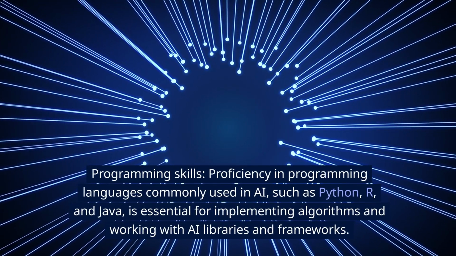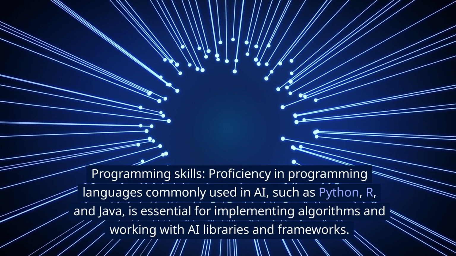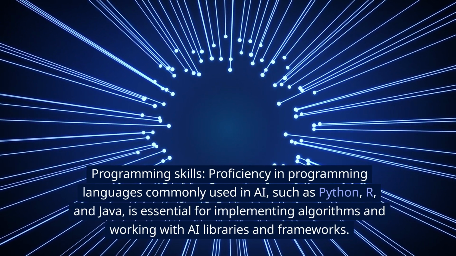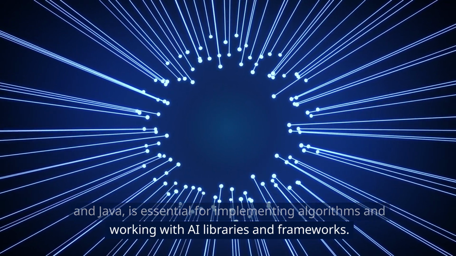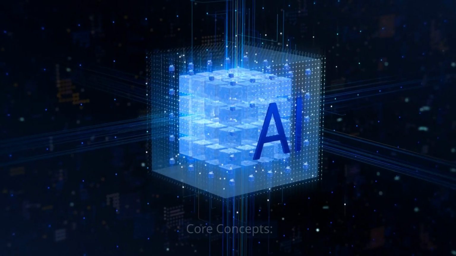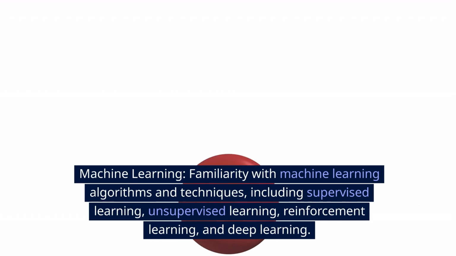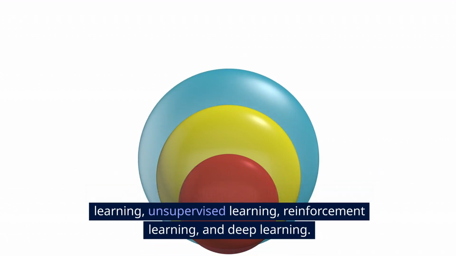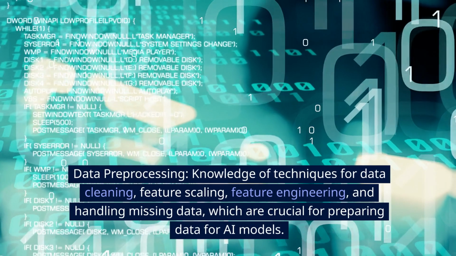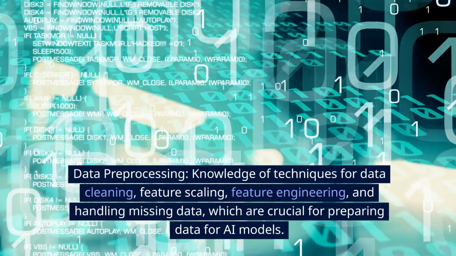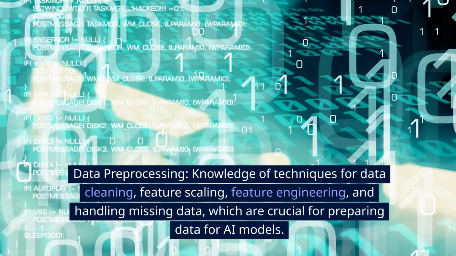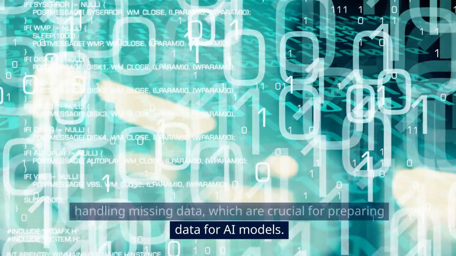Programming skills. Proficiency in programming languages commonly used in AI, such as Python, R, and Java, is essential for implementing algorithms and working with AI libraries and frameworks. Core concepts. Machine learning: familiarity with machine learning algorithms and techniques, including supervised learning, unsupervised learning, reinforcement learning, and deep learning. Data pre-processing: knowledge of techniques for data cleaning, feature scaling, feature engineering, and handling missing data, which are crucial for preparing data for AI models.